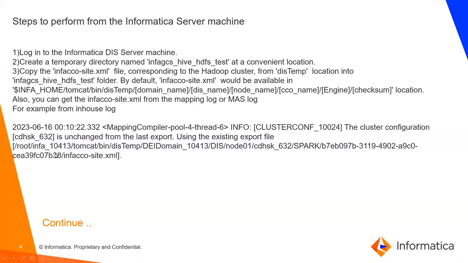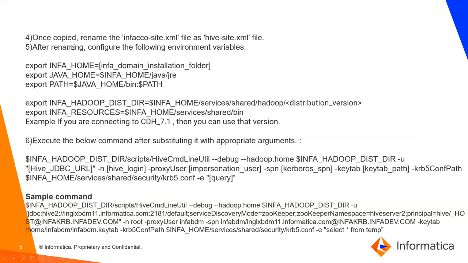This is an in-house sample, where you can see the infacco-site.xml is present under the DIS domain 10413, DIS node1, CDH 6.3.2, and Spark is the engine inside the checksum, and we have the infacco-site.xml. If the mapping itself is not running, and the initial phase while doing the test connection is failing, then you can get the infacco-site.xml from the MAS logs as well. Once you have copied the infacco-site.xml, we need to rename it as hive-site.xml.